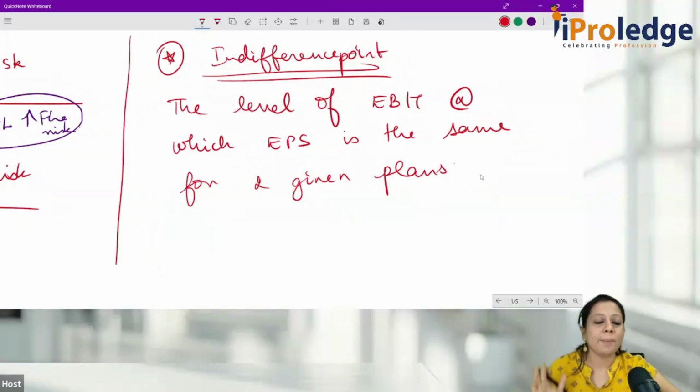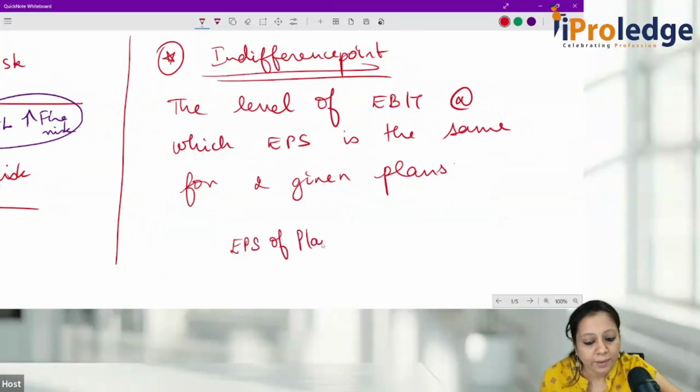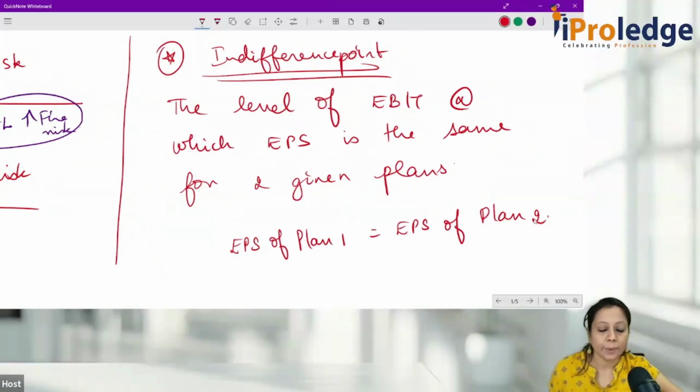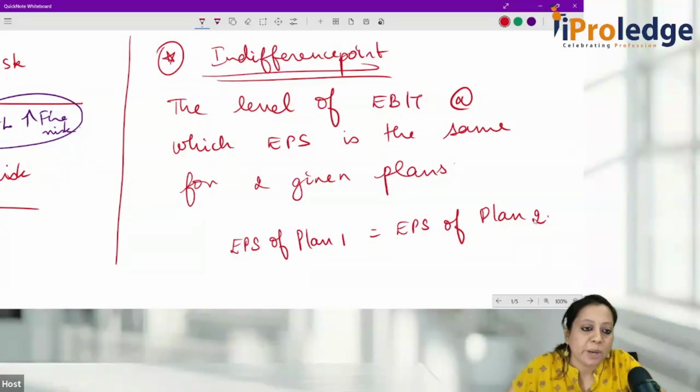Okay. So what am I trying to tell here? EPS of plan 1 or project 1 is equal to EPS of plan 2. We may get EPS of one project equal to another project, it is maybe possible. And what is that level of EBIT? So that is what is actually the indifference point. And mostly EBIT will be a missing information in such questions. You need to find out the EBIT.